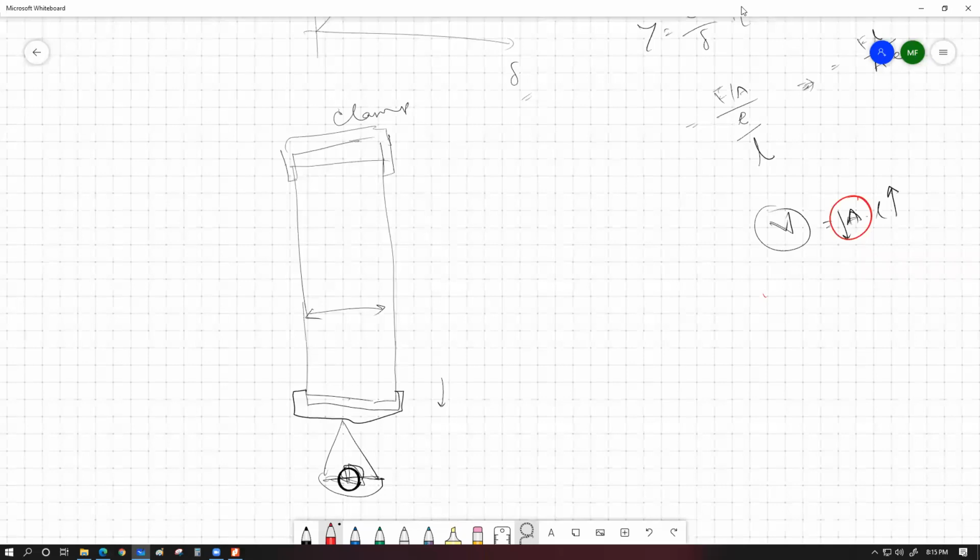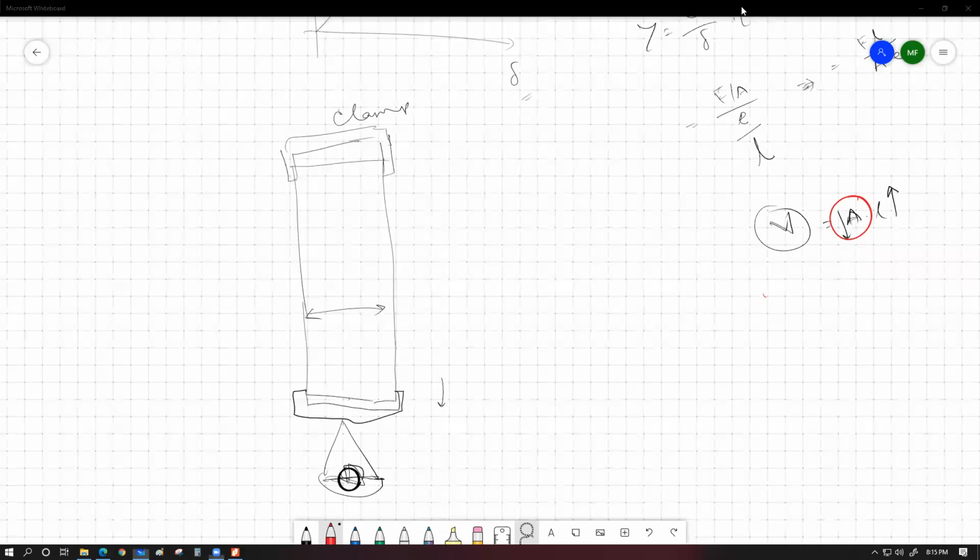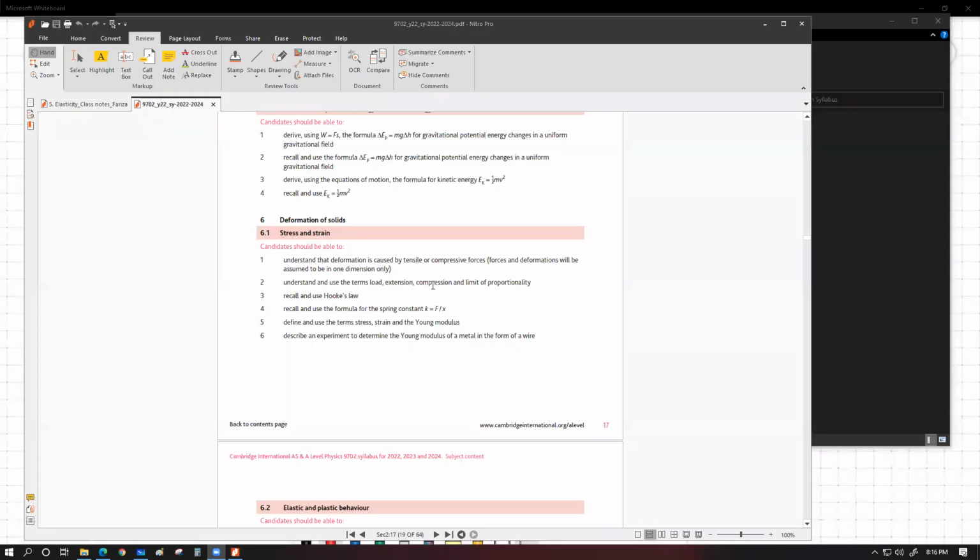Just give me a bit of a time. I'm going to look up in the syllabus to see whether they actually include it in the very recent syllabus or not. Give me a bit of a moment. So this is the syllabus for examinees who are going to sit for the exam in 2022 and 2024.